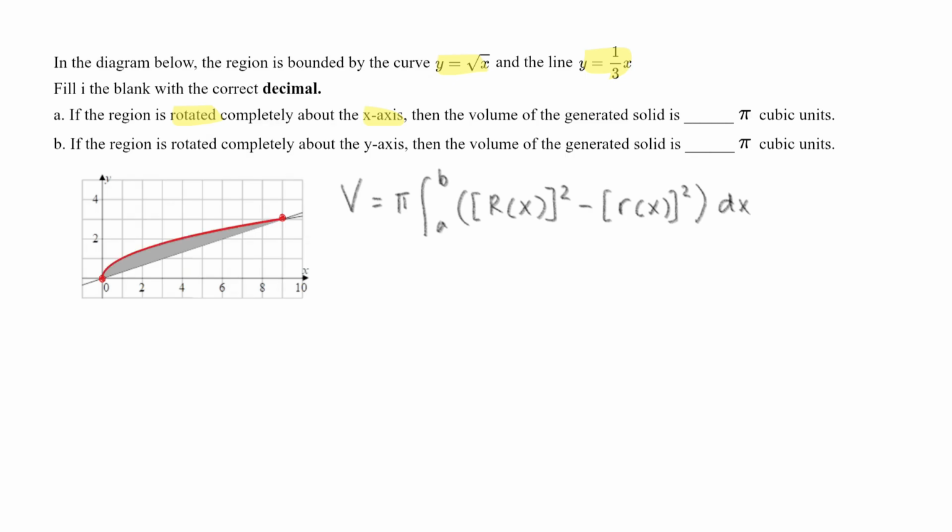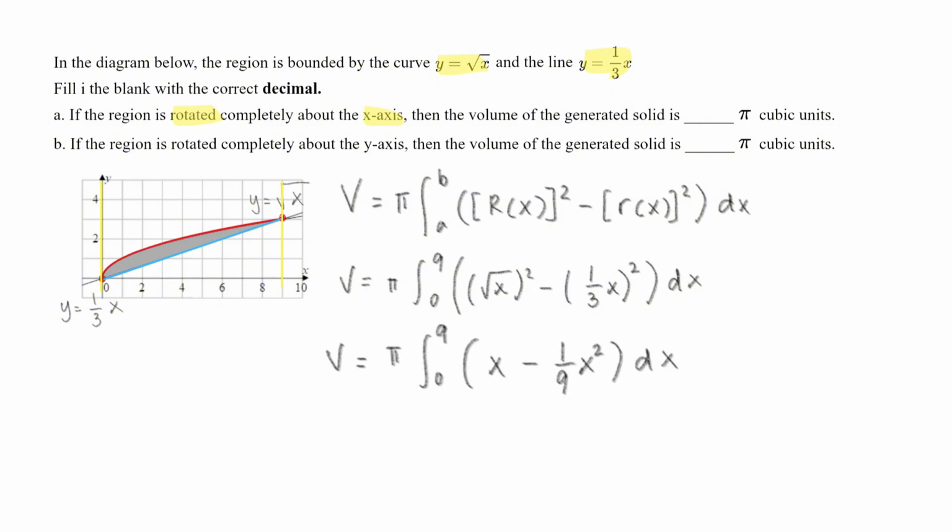So our outer radius is the top curve, y equals the square root of x, and our inner radius is the bottom line, y equals 1 over 3x. And we know that our limits are from 0 to 9. Let's plug those functions into the washer method formula. Volume equals pi times the integral from 0 to 9 of the quantity square root of x squared minus 1 over 3x squared, dx. Now, simplifying that gives us volume equals pi times the integral from 0 to 9 of x minus 1 over 9x squared, dx.